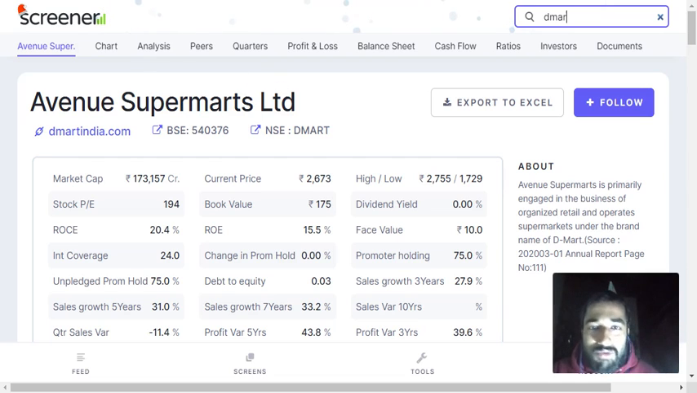Just a disclaimer: I'm in no way associated with it. I just use it. It's part of my habit. And there are a lot of different websites also where you can search for your stock and do analysis.